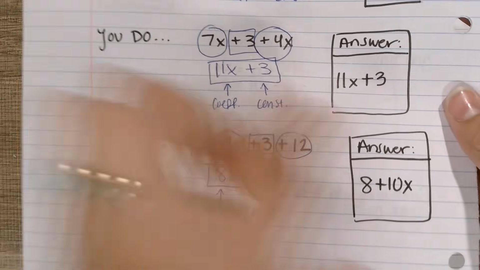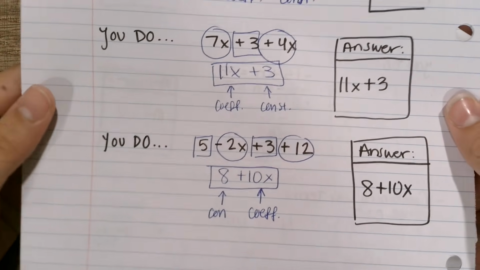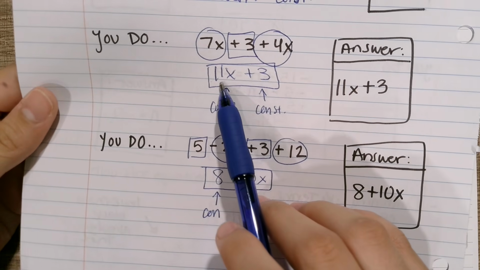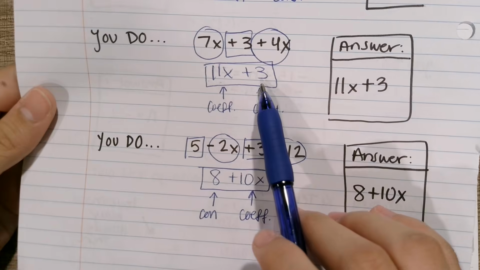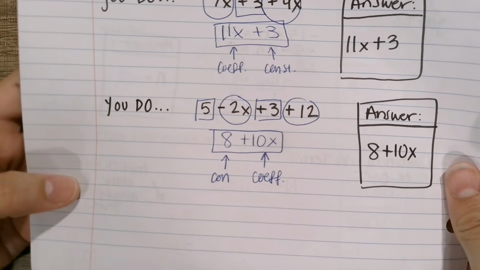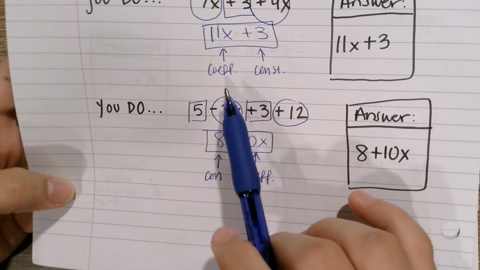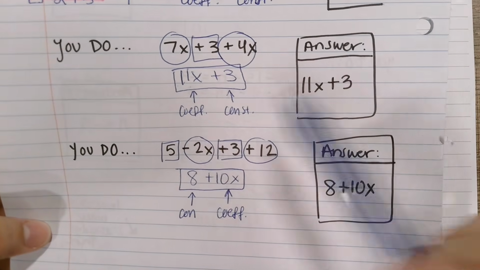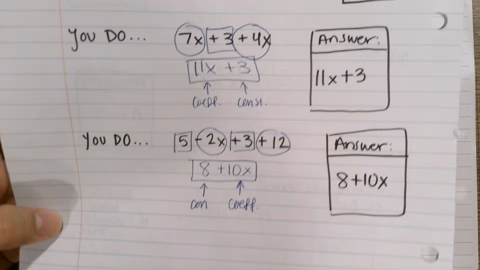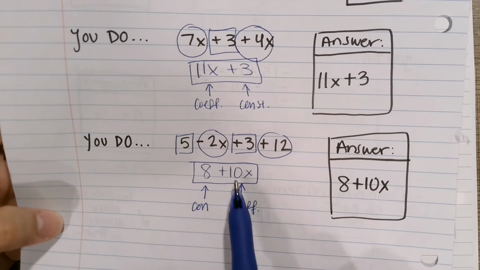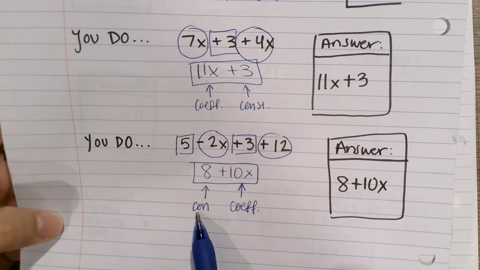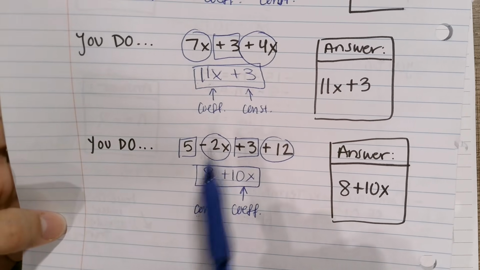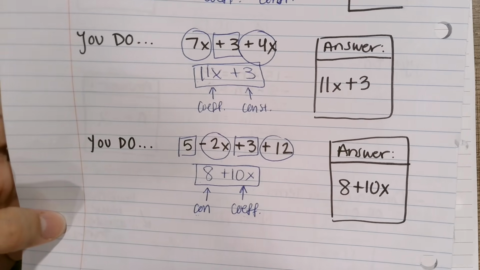Okay, so mine is a little flipped around, but here are the answers. We have 11x plus 3, 11x being our coefficient, positive 3 being the constant. Don't let the words freak you out, guys. The more that you practice writing them, saying them, the sooner you're going to know what they are, and it's going to make algebra easier. Here I have 8 plus 10x, 8 being the constant, and 10x being the coefficient. So go ahead and just check your answers, and let's move on.